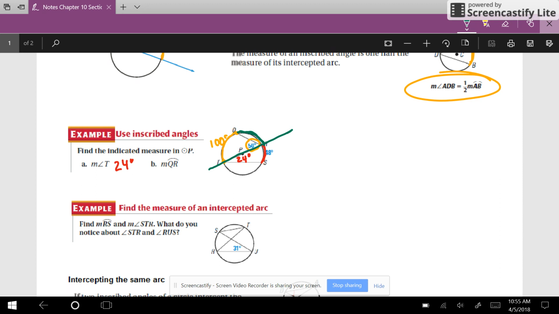And we know that a diameter will cut a circle in half. If an entire circle is 360 degrees, a diameter cuts that into 180-degree sections. So if I look above this diameter, I already know this is 100 degrees. And if I have to have a total of 180 up there, then that must be 80 degrees. So that's the answer to the measure of arc QR.